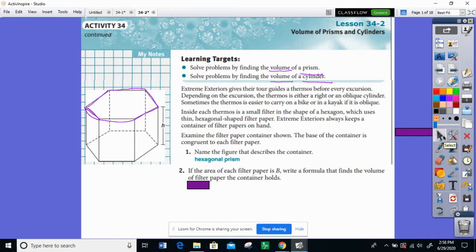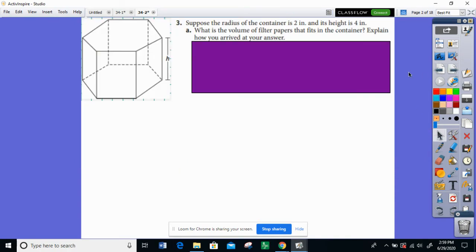If the area of each filter paper is B, they want us to write a formula that finds the volume of filter paper that the container holds. Well, that would be the area of the base times the height. This gives us the area of one paper times the height, which helps to account for how many pieces of paper we can hold in there.